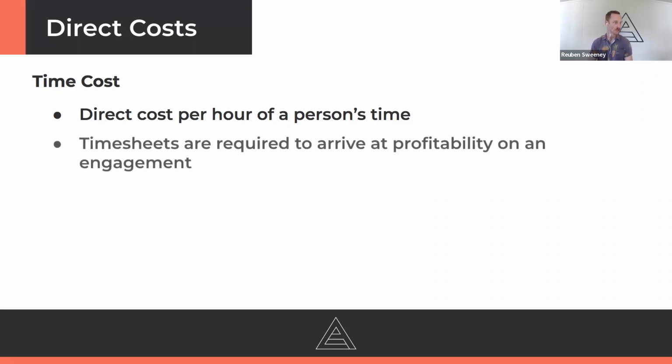Cool. Timesheets are required. That's obviously an essential. Time is the biggest driver of our cost in professional services, accounting in particular. Without time, there's no job profitability. I had someone once upon a time try to tell me that they could measure their job successes without doing timesheets. And I said, how?